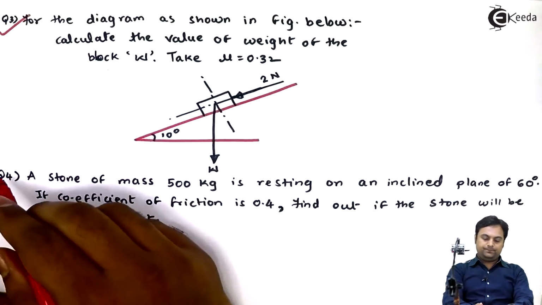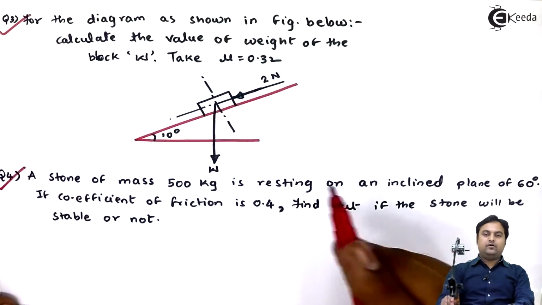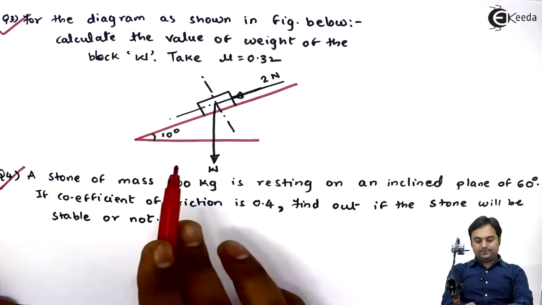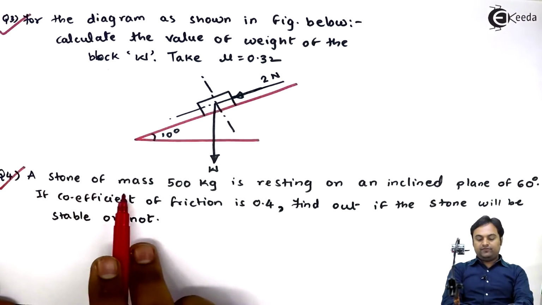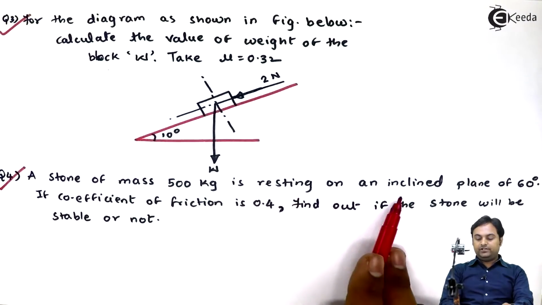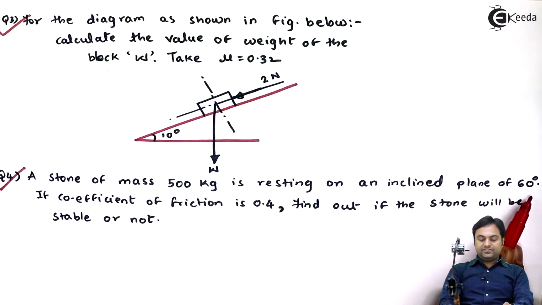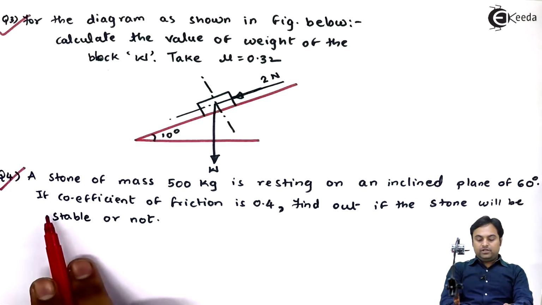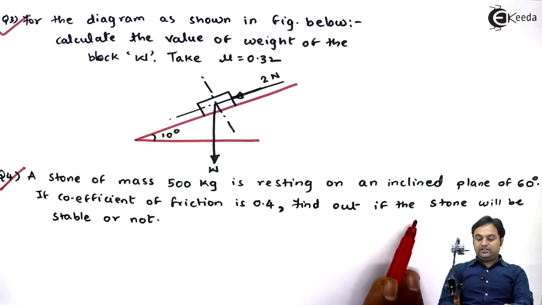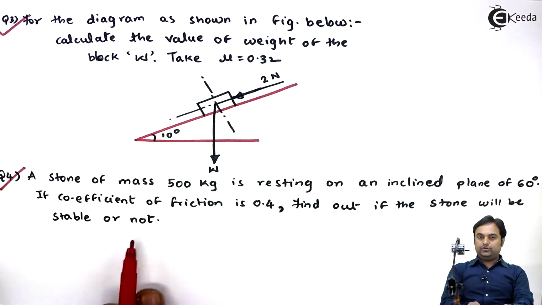Question number 4. Our fourth problem on the topic of friction. I'll read the question. A stone of mass 500 kg is resting on an inclined plane of 60 degree. If coefficient of friction is 0.4, find out if the stone will be stable or not.